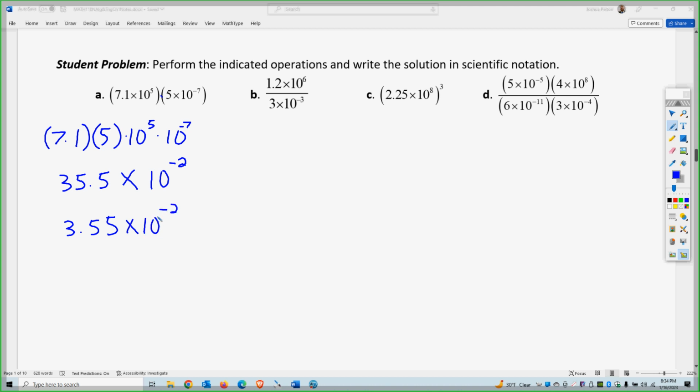And then don't memorize rules, think about size. That's the key to all of this. So 3.55 is clearly smaller than the original. I need to make it bigger by a factor of 10 to get it to equal the original number. Right now they're actually equal. So this is 3.55 times 10 to the negative 1. And now we've got it. Although my 5s aren't all that good.